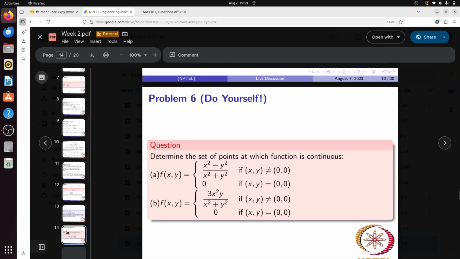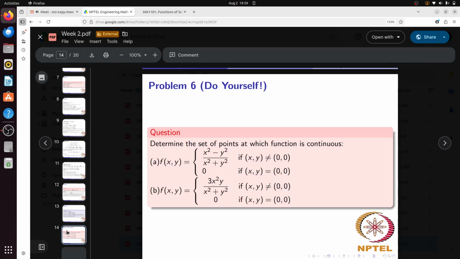So this is a problem which you need to solve on your own. Question: determine the set of points at which the function is continuous. A. f(x, y) equals (x square minus y square) by (x square plus y square) if (x, y) not equal to (0, 0) and equal to 0 if (x, y) equals (0, 0). B. f(x, y) equals 3x square y by (x square plus y square) if (x, y) not equal to (0, 0), and this is equal to 0 if (x, y) equals (0, 0).